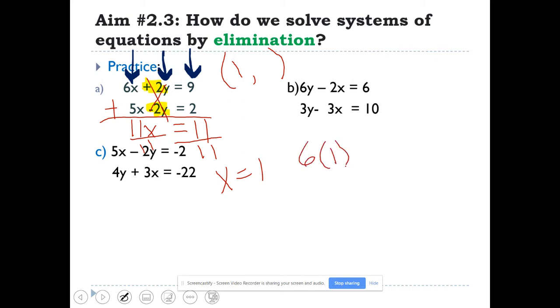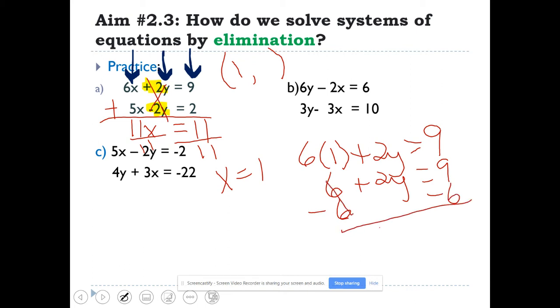So 6 times 1 plus 2y is equal to 9. 6 times 1 is 6. Subtract 6. 2y is equal to 3. Divide both sides by 2. And our y value is 3/2. So the solution to this system is (1, 3/2).